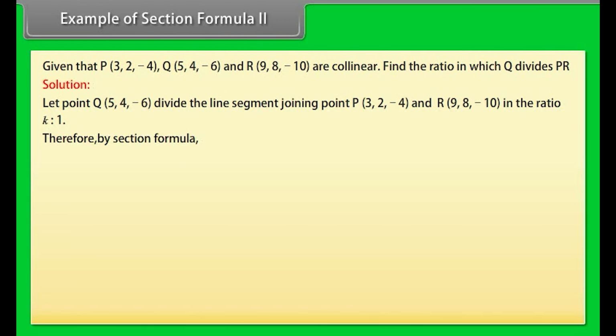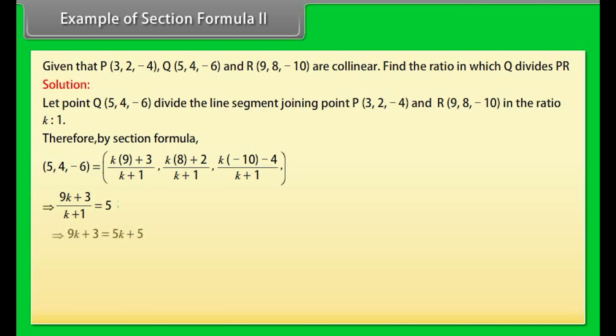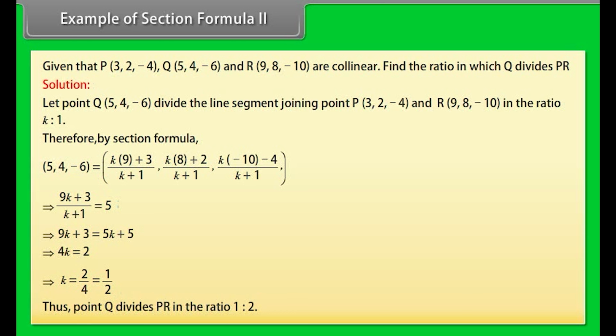Therefore, by using the section formula we get (5, 4, -6) is equal to ((K into 9 plus 3) by (K plus 1), (K into 8 plus 2) by (K plus 1), (K into -10 minus 4) by (K plus 1)). On solving for K, we get K is equal to 1 by 2. Thus, point Q divides PR in the ratio 1:2.